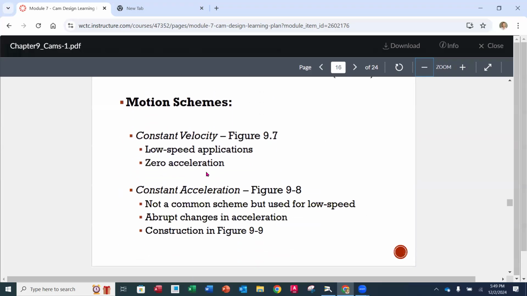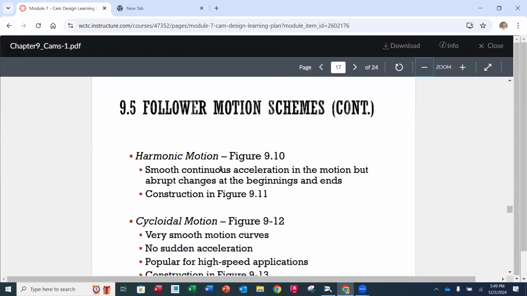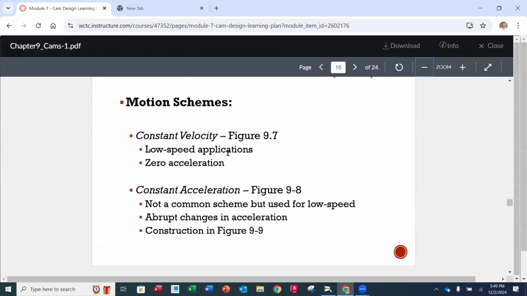So now there are 4 common motion schemes. They're called constant velocity, constant acceleration, and then the other 2 are harmonic and cycloidal. Now, the first 2 are the most simplistic, and they're the ones that are most appropriate for lower speed applications.